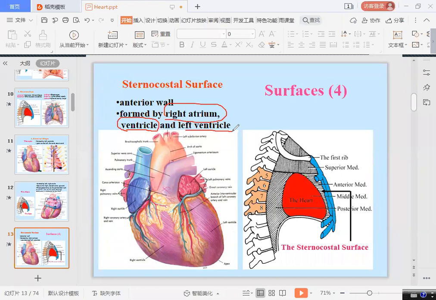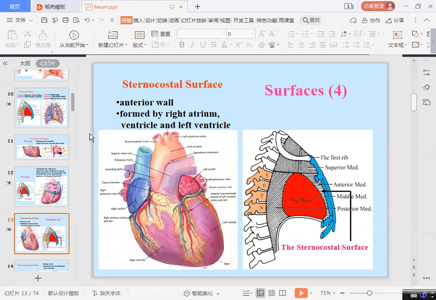In your lab, I will show you. Okay, in the next coming lab, I will show you this. So that is why the sternocostal surface has a major part of the heart, the right atrium, the right ventricle, and some part of the left ventricle. So the sternocostal surface, the anterior part of the heart, is made up of the right atrium and ventricle, and some part of the left ventricle.